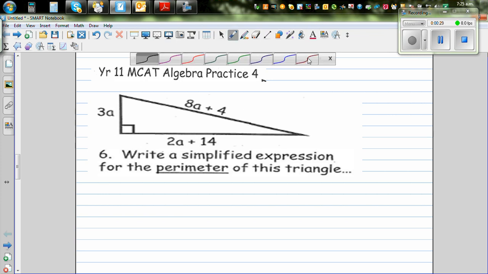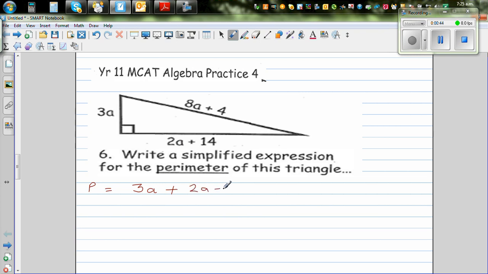Okay, so let's get started. So you want to find the perimeter of this triangle. So the perimeter, I'll write P for perimeter, would be 3a plus 2a plus 14 plus 8a plus 4, just like that. Perimeter is the sum of the three sides of a triangle, or the sum of all the sides of a closed figure. So here, let's group the like terms.